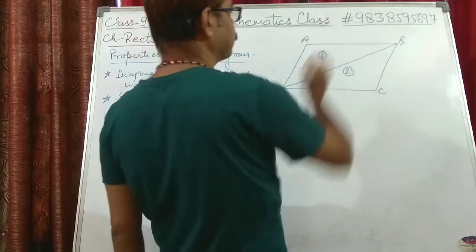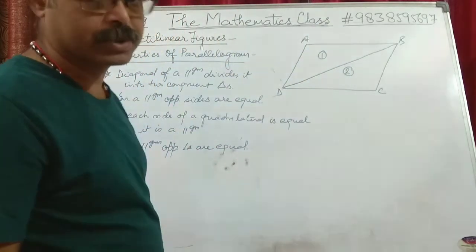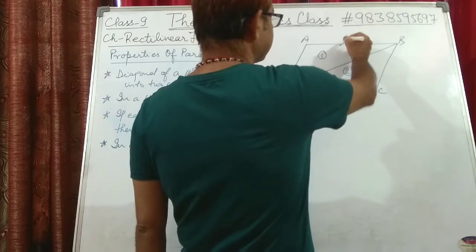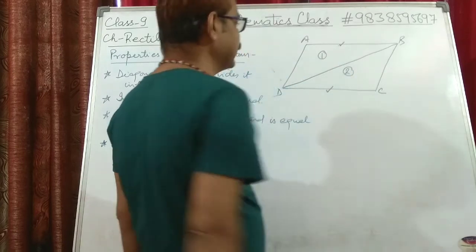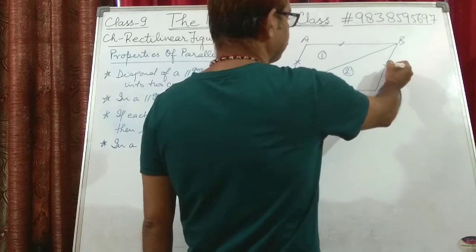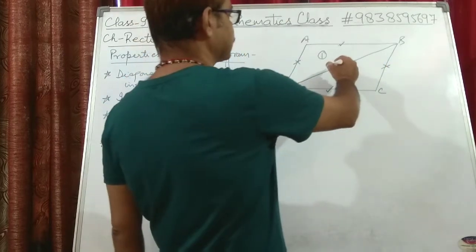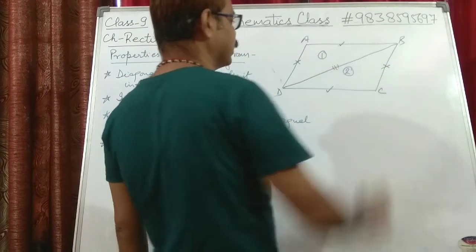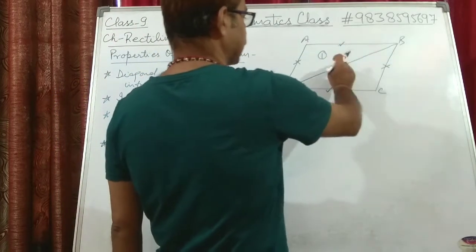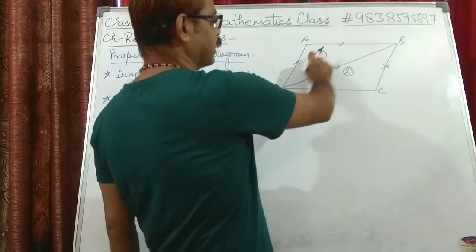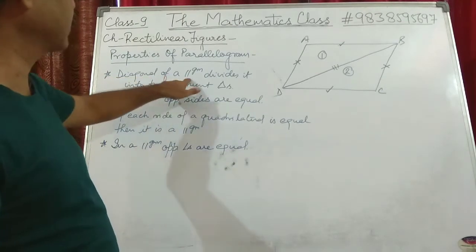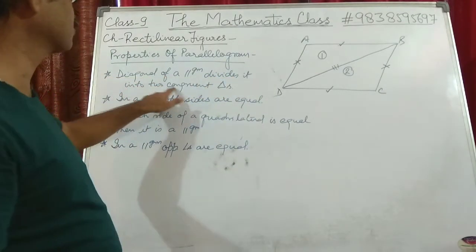First point, we know that in a parallelogram opposite sides are equal. It means AB side is equal to CD side, at the same time AD side is equal to BC side. Third point, we can say that BD is common in both the triangles. So by SSS rule, triangle 1 is congruent to triangle 2. That is what they say: the diagonal of a parallelogram divides it into two congruent triangles.